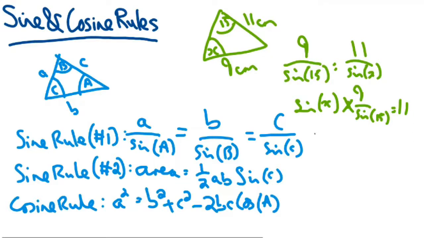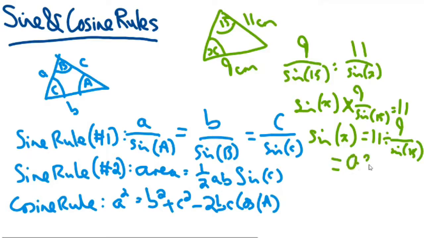Now, to get the sine x on its own, you need to divide by this fraction. So now it'll be 11 divided by 9 over sine 15. And this you can just put into a calculator to get approximately 0.32. This isn't good enough, however, because that's not actually the value of x, that's sine x. So to get x on its own, we'll need to do the inverse sine, so shift and then sine on your calculator, of what was on the other side of the equal sign. We've rounded here to 0.32.